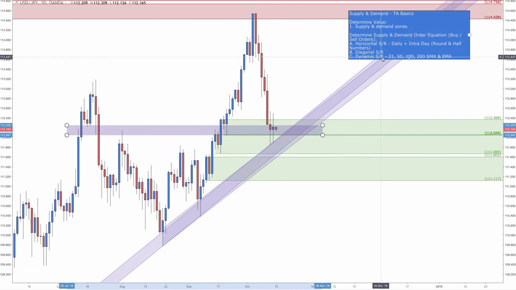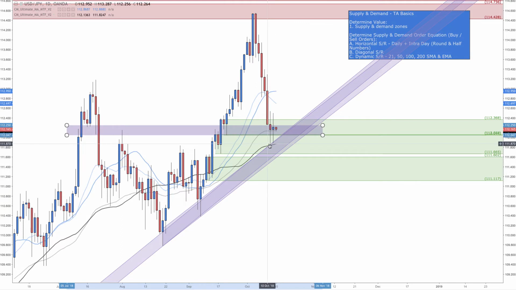Then we want to look at dynamic support and resistance, the 21, 50, 100 and 200. And then we've got this 50, the black line and the gray lines, the 50 EMAs and the SMAs. All right, so we've got the 50 EMA, SMA bouncing off of this area. So between this 111.80, and I'm going to also get rid of this demand zone as we pierced through it, this area right here, we've got a really great setup if you want to be a buyer.